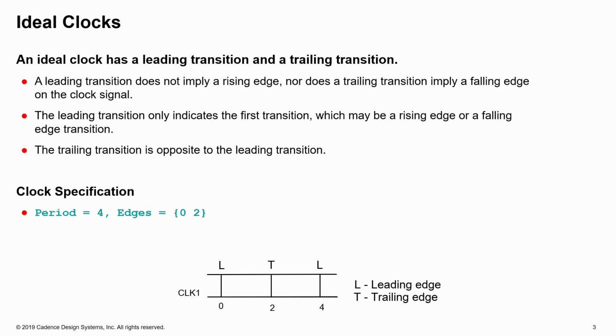When you associate those ideal clocks with an actual port, if the port has a rising edge for the initial edge, then that clock is considered a positive clock. And a negative clock would be if the leading edge is a falling edge.